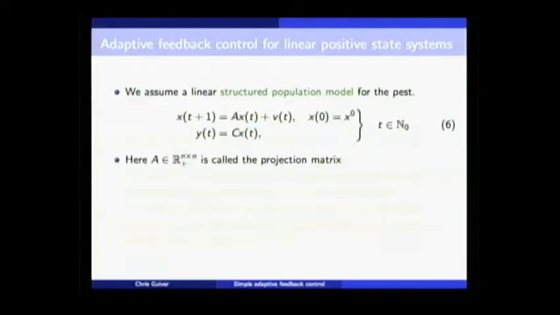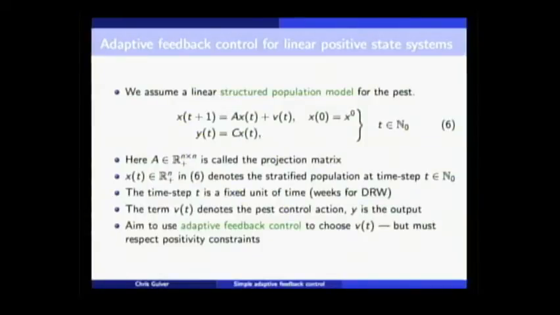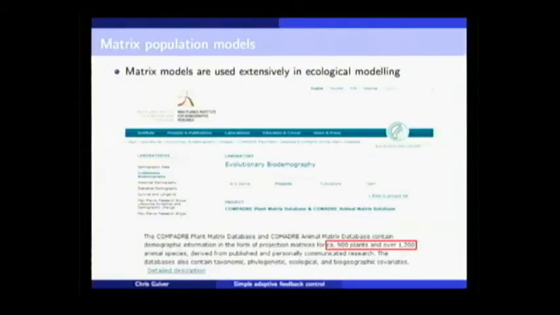So A in ecological modeling is called a projection matrix. This is a structured population model, so stage classes correspond to different developmental stages. T is a fixed time step, so it's weeks for DRW. V is a degree of freedom. I can choose that to achieve some desired dynamic behavior, and I'm going to try and use adaptive feedback control. But this represents a non-negative set of quantities. So a negative state would be meaningless. Your model is breaking down at that point.